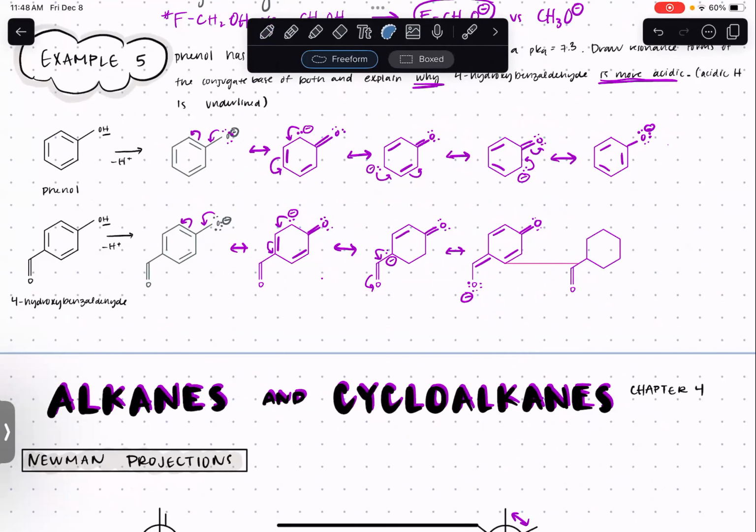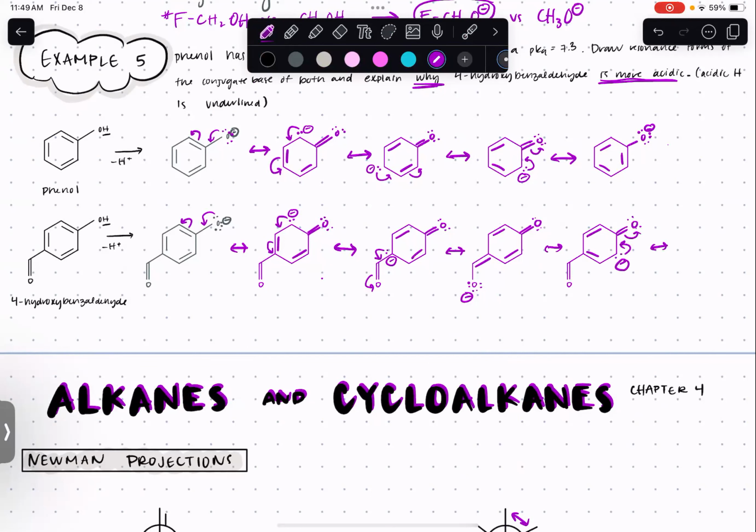Then we can go from this position here. Instead of it pushing down, we can also have it push over. I just realized I forgot to draw that. That's my bad. So then we get a double bond there, and the lone pair here. And then our final structure will be when we get back to where we started.